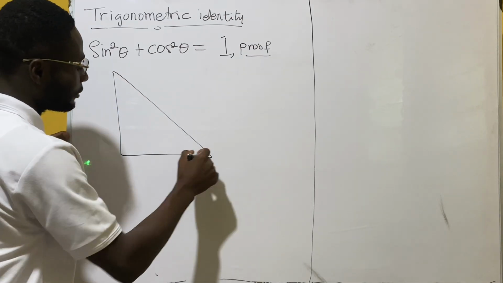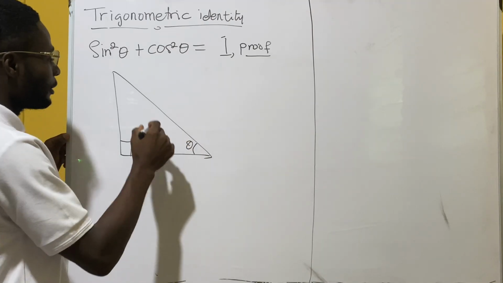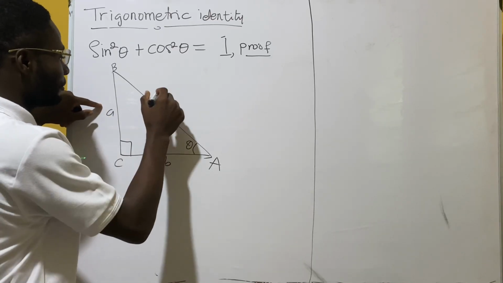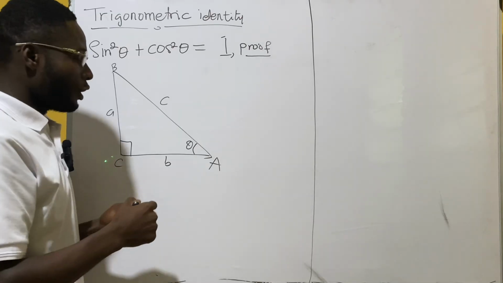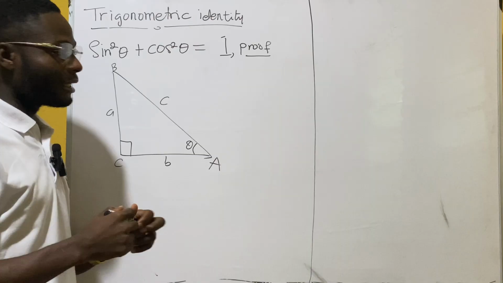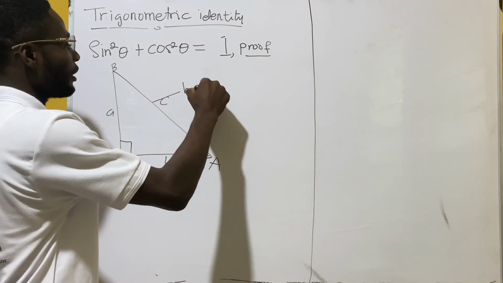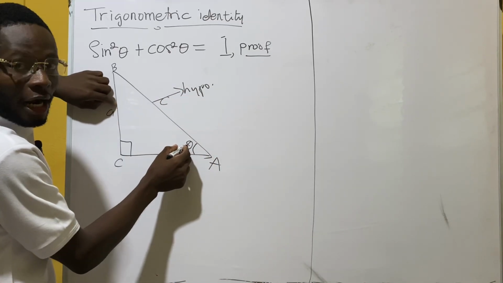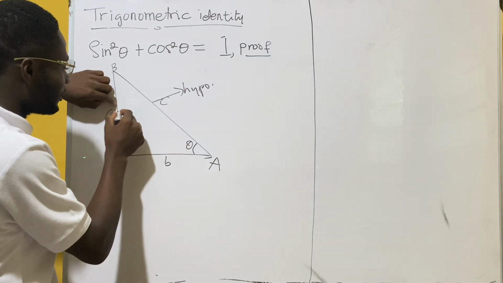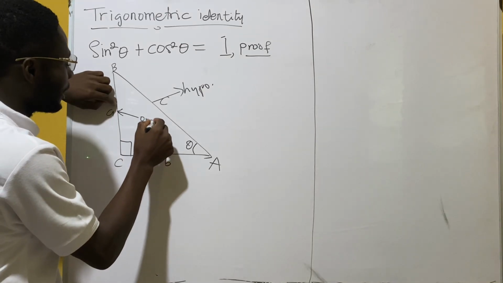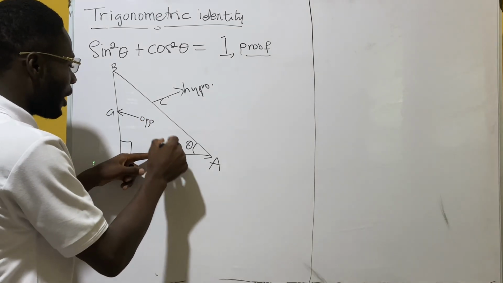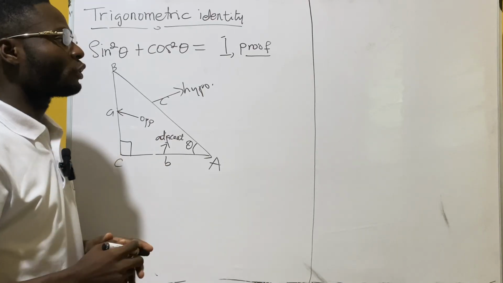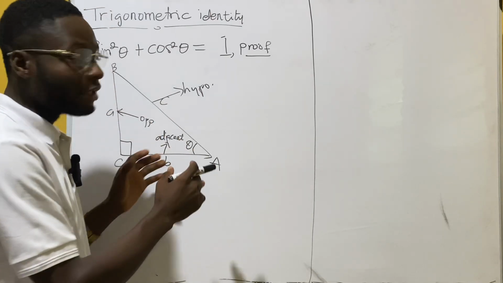This is a right angle triangle, okay? A right angle triangle labeled A, B, C. So let's name this distance A, this distance B, and this distance C. You are aware that the longest side of the right angle triangle is your hypotenuse, right? So your hypotenuse is here. And the side opposite to the angle is the A. So we have this part to be opposite, right? And this side is our adjacent. So that is basically the labels, okay? So we want to use this figure to prove this identity.